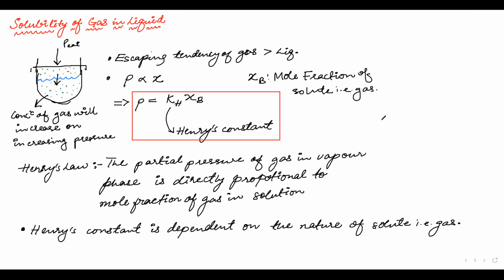So will they give us the value of Henry's constant? Yes, always they will. Here you have three variables: the pressure, the mole fraction, and Henry's constant. They can give you the pressure and mole fraction and ask you to find Henry's constant. But if they are asking for pressure or mole fraction, they have to give you Henry's constant. Now they will not exactly tell you the mole fraction. They will tell you that this much of gas is dissolved in this much of liquid. Then you have to find out the mole fraction and carry on with the problem.